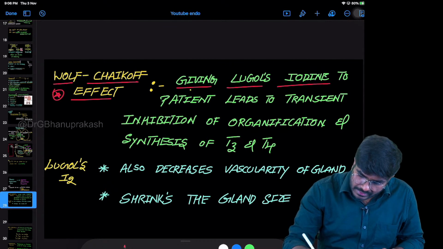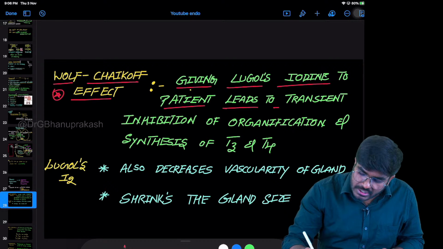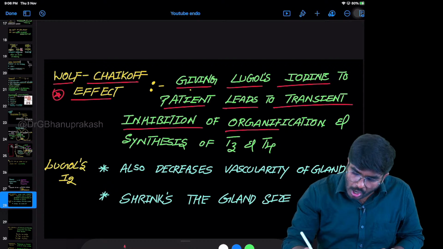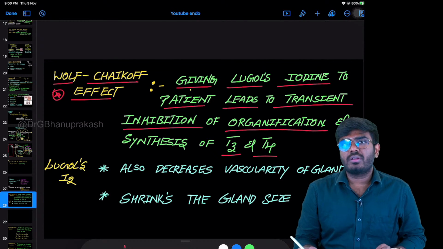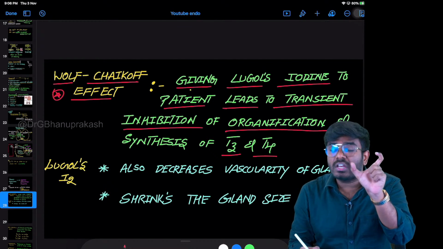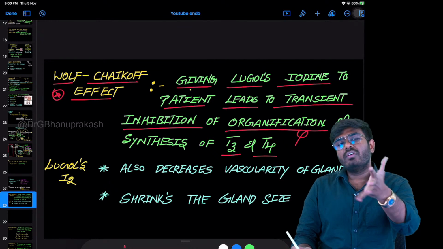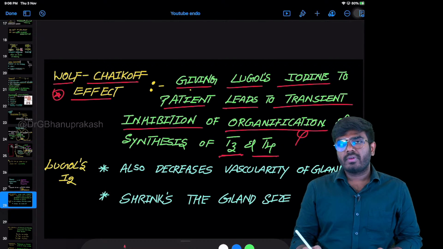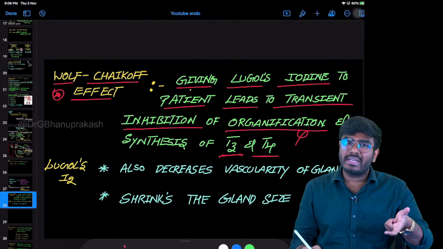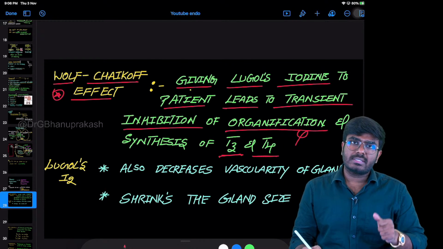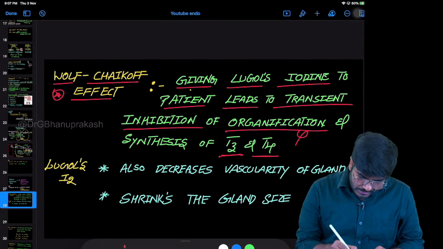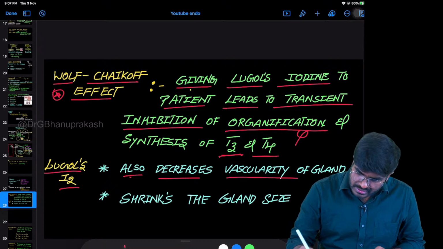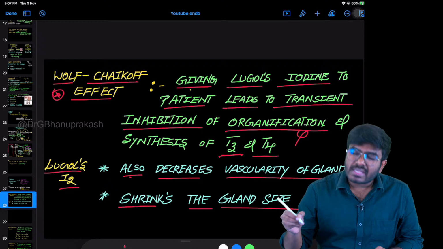Again, just see here, giving Lugol's iodine to the patient leads to a transient inhibition of thyroid hormone production. Especially the organification step is going to be inhibited. Whenever there is no organification, there is no T3 and no T4. Whenever there is no T3, T4, you can avoid thyrotoxicosis. Now, Lugol's iodine, I have also explained to you, decreases the vascularity of the gland. It also decreases the size of the gland.